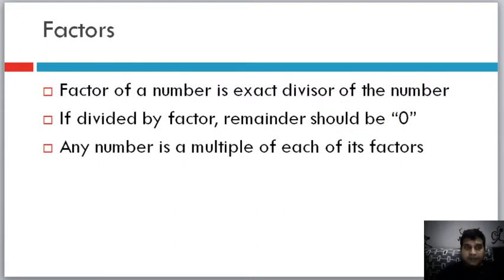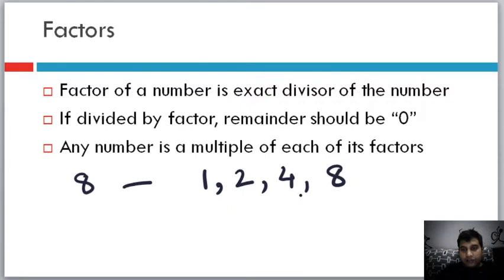So that's the understanding. And then you have to understand that whatever numbers are there, so for example 8, the factors are 1, 2, 4 and 8. Now for all these numbers, 8 is their multiple. Okay, so what is a multiple?